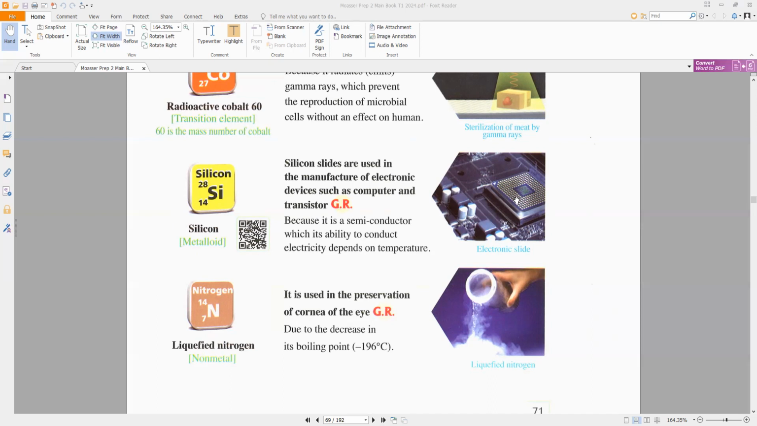So the silicon slide found in a computer or electronic device generates heat when temperature increases. Temperature increases when we connect it with electricity. When we turn off the machine, it will get cold, so it doesn't conduct electricity in this case. So silicon is used in making the slide in electronic devices like computers and transistors because it's a semiconductor of electricity that has the ability to conduct electricity according to its temperature.